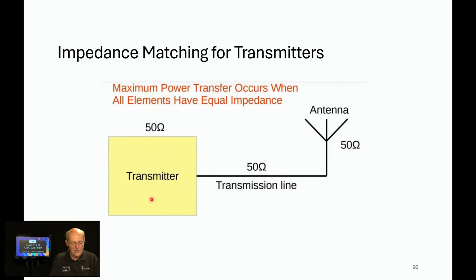And here we're showing a 50 ohm transmitter, 50 ohm transmission line, 50 ohm antenna. Maximum power transfer when all elements have equal impedance. That's why we want to do impedance matching.